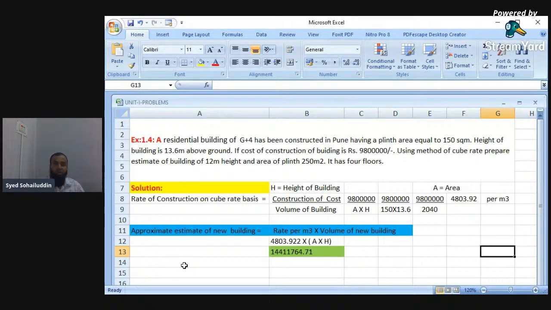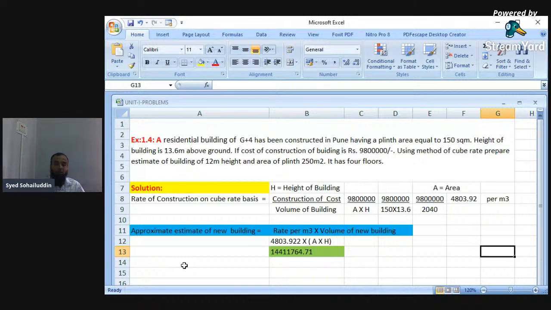Here the height of the building matters. So here a residential building of G+4 has been constructed in Pune having a plinth area equal to 150 square meters. Height of building is 13.6 meters above ground, which is given. If the cost of construction of the building is 98 lakhs, using the method of cubic rate, prepare an estimate of a building of 12 meters height and plinth area of 250 square meters. It has 4 floors.